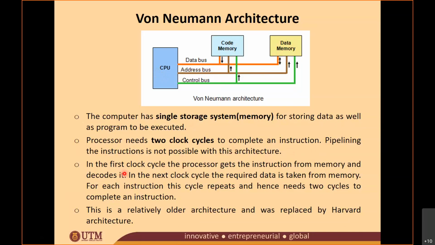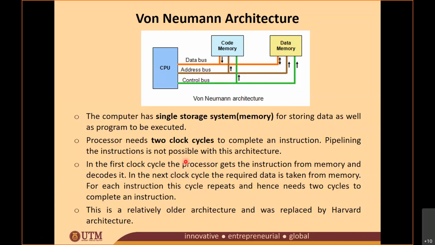Okay, in the first clock cycle, the processor gets the information from memory. Okay, so this is the fetch instruction. Okay, how to fetch the instruction and decode it. So in the next clock cycle, the required data is taken from memory. For each instruction, this cycle repeats and hence needs 2 cycles to complete an instruction.